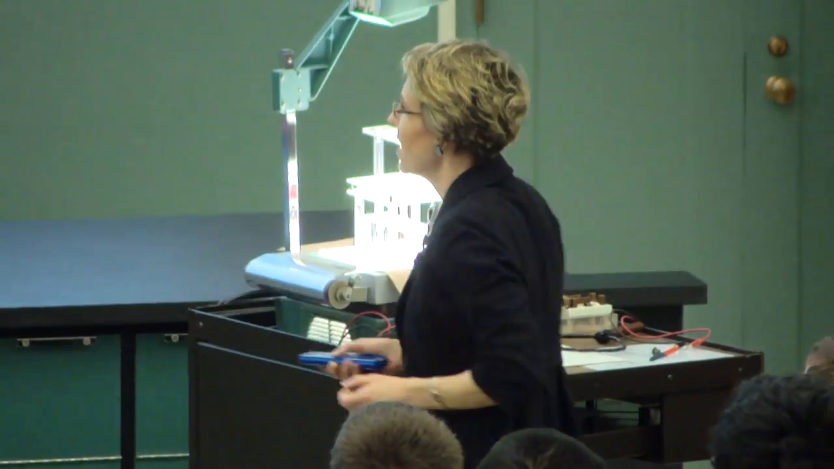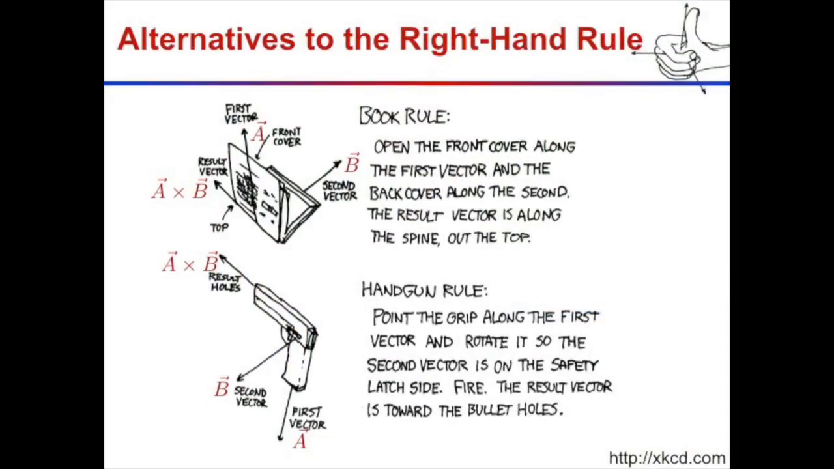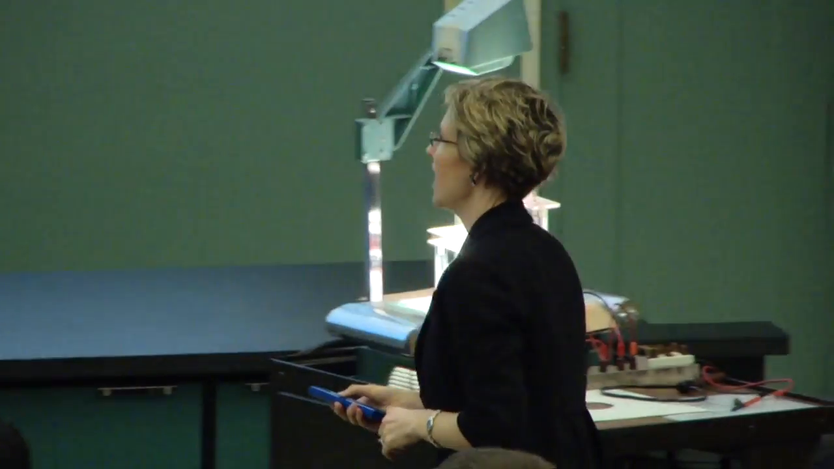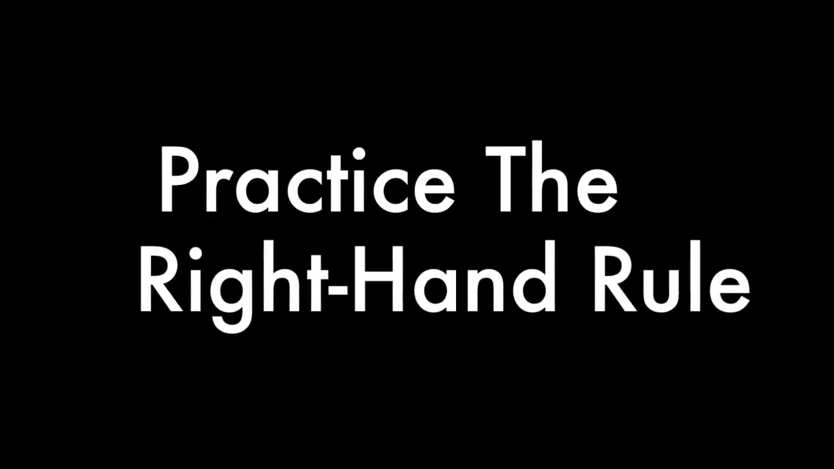You can also use the handgun rule, all right? I don't recommend this for real. I recommend doing this in your head, okay? So an imaginary handgun. Point the grip along the first vector, rotate it so that the safety side points towards B, and then fire the imaginary bullet. The direction of the imaginary bullet is towards the cross product, okay? So if you get bored with the right-hand rule, you can apply one of these other alternatives to the right-hand rule.